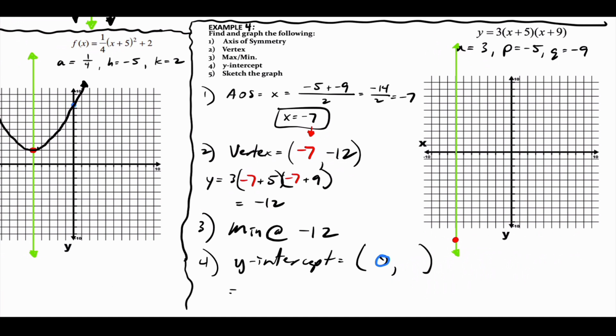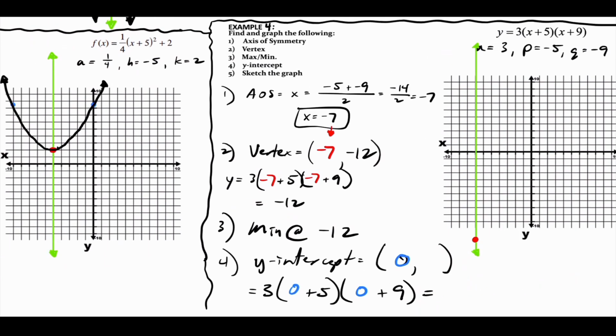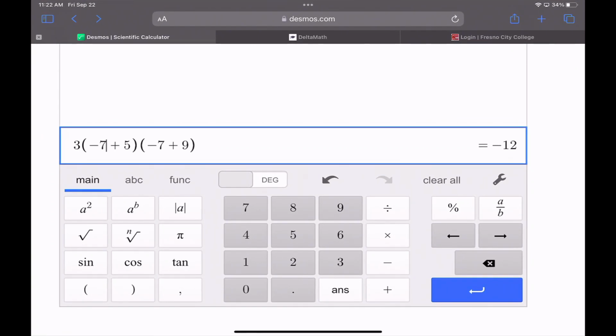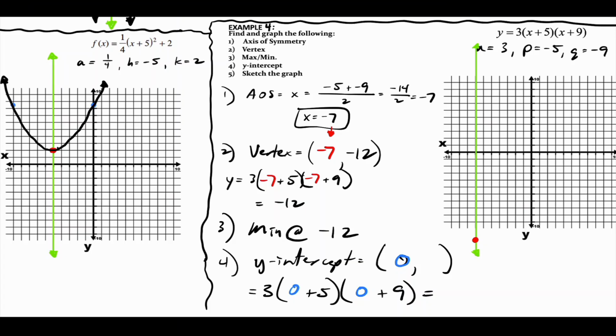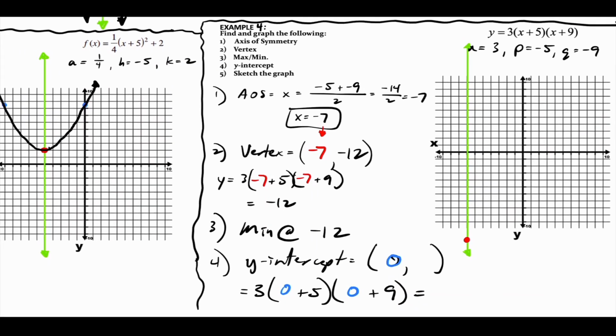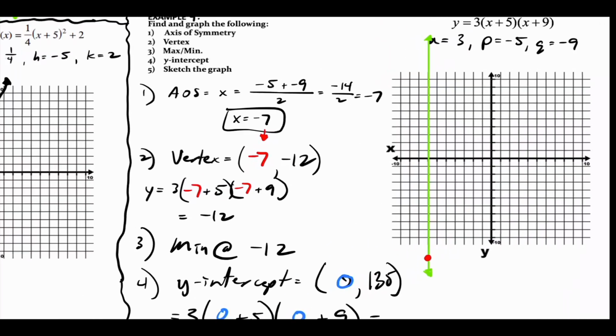Okay, so 3 times 0 plus 5 and 0 plus 9. When you do that math, you get 135. That's way off the graph. So we can't graph it because it's super high off the graph. But we can kind of visualize it.